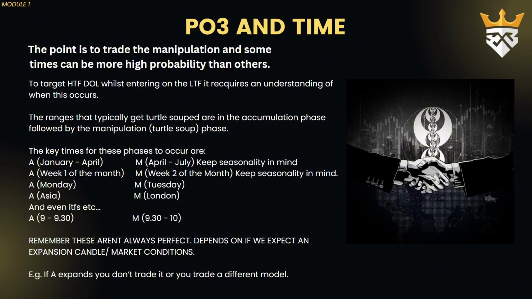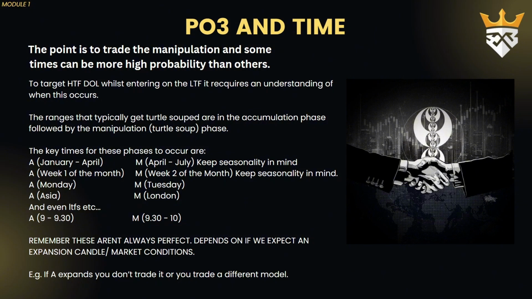Remember that these aren't always perfect. Depending on if we are in an expansion candle or if we expect an expansion candle, or depending on the market conditions, it can differ, right? If accumulation expands, you either don't trade the next candle or you trade a different model, right? We don't always just get accumulation on Monday. We don't always just get accumulation on week 1 of the month. Otherwise, price would just continue in the same direction all the time, right? We would never get any ranging candles.